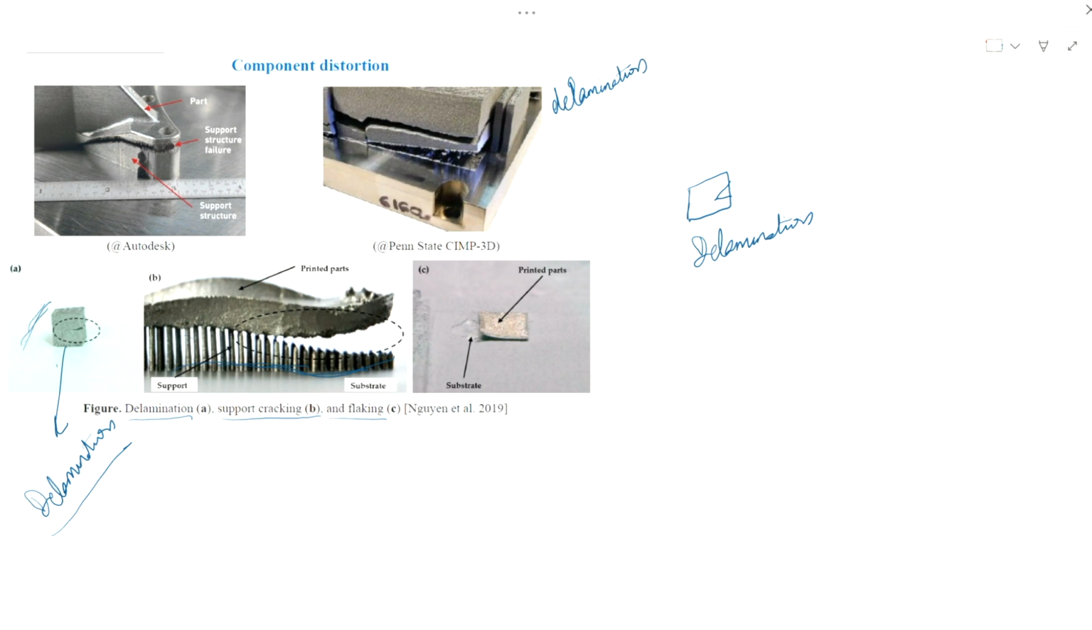The next one is flaking. Flaking is somewhat similar to warping, which we see in polymer processes. Here the side part is lifted. There is a connection between the base plate and the component. So these are three different defects: delamination, support cracking, and flaking.